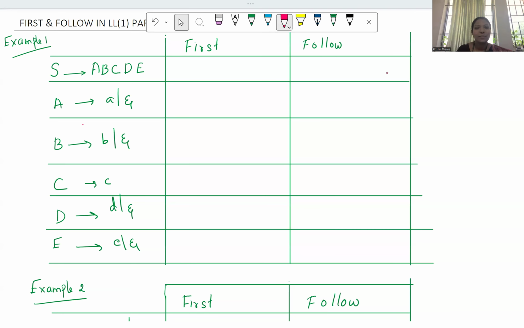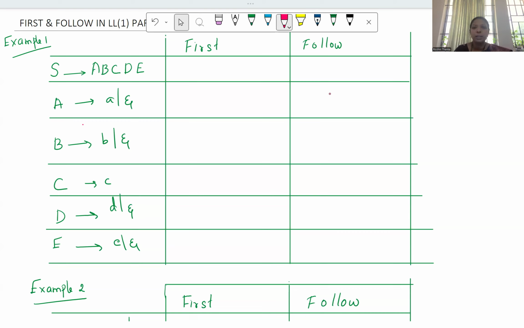Hello, dear friends. In this video, we are going to see about the First and Follow functions in the LL(1) parser. So we know what is parsing. Hope you have listened to the previous videos.